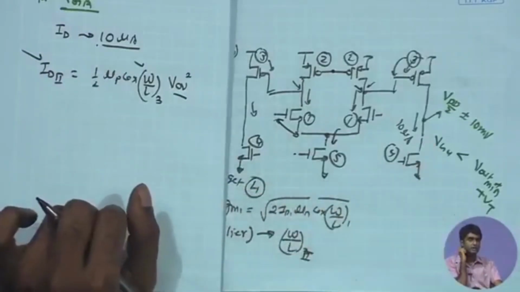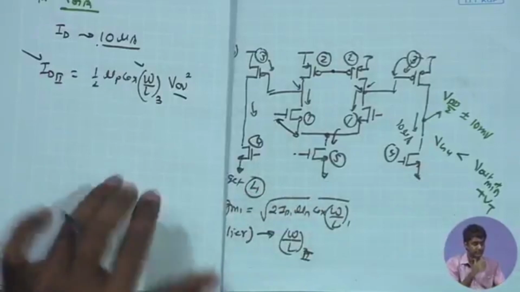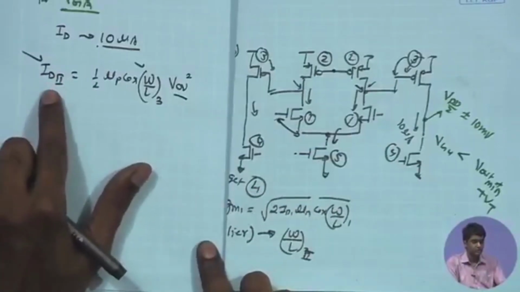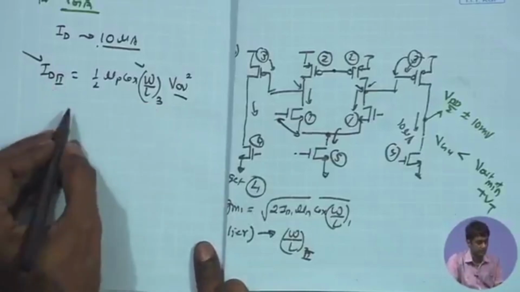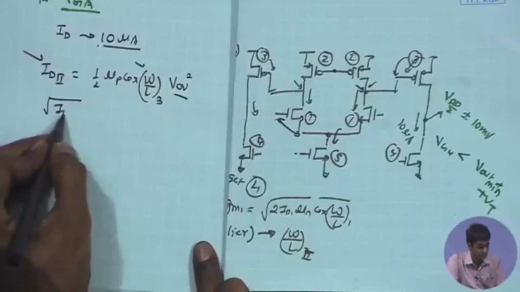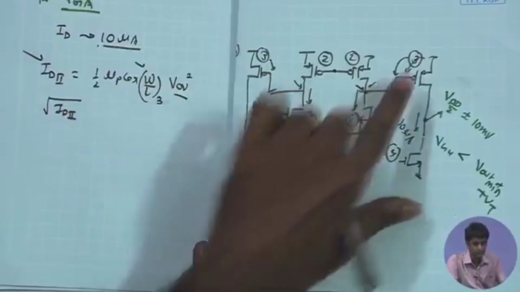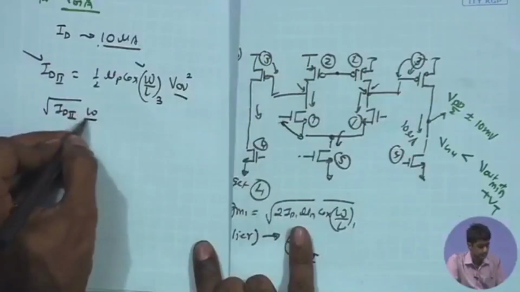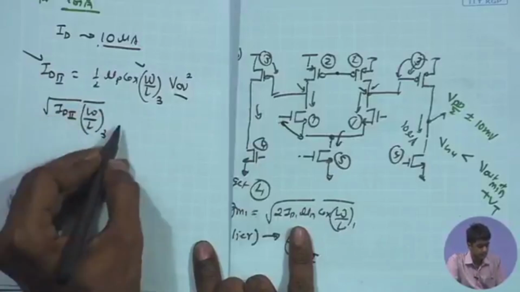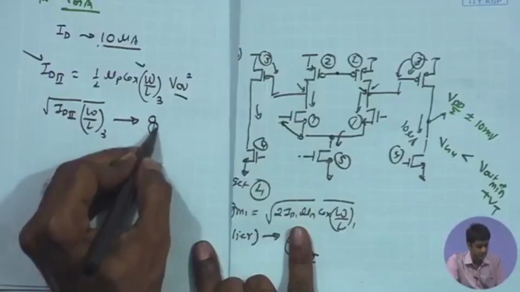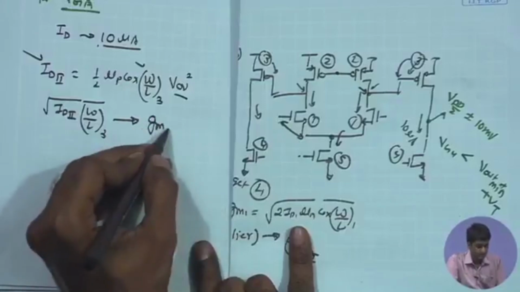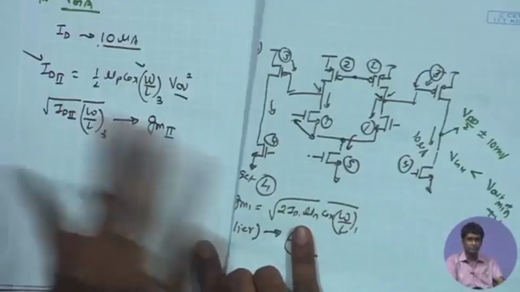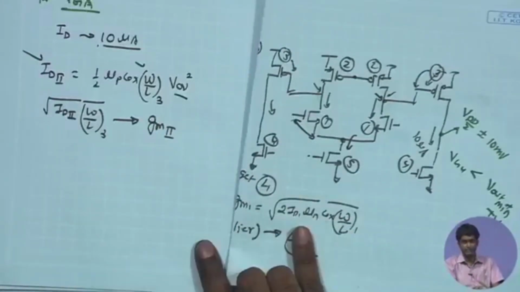Since the requirement is to get a certain GM, I need the product of root under ID2 times W by L3 to have a certain value. ID2 is the total bias current in the second stage, and ID2 times W by L3 is determined by the GM2 that I already have. That GM2 is already determined from the gain-bandwidth product requirement, so this product must be maintained.